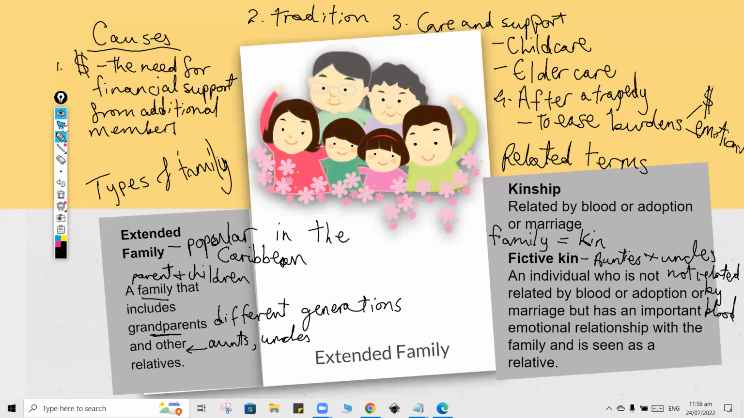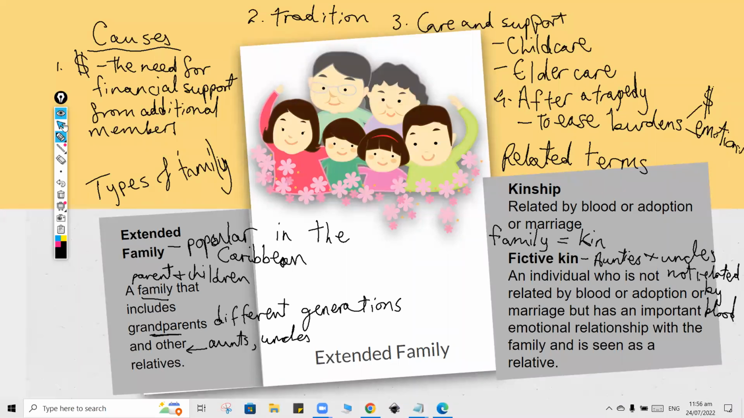So a question could ask you, they could describe the family structure, they could describe a family. And then they will say, okay, identify the family structure. So you will say extended family, right? And then they will say, what could have been 2 factors that led to the creation of this family structure?